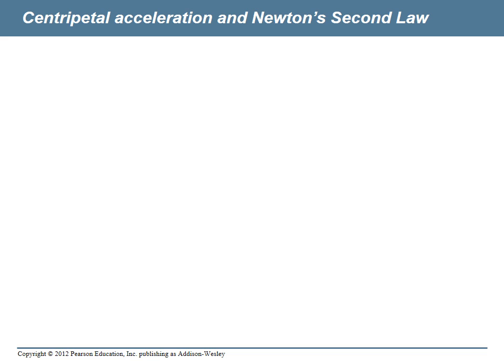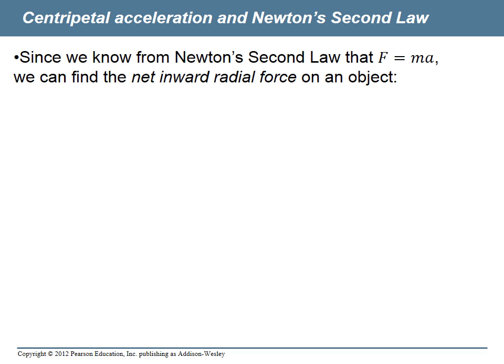So how does centripetal acceleration or radial acceleration, those are the same thing, compare with Newton's second law, F equals ma? Well, radial acceleration is an acceleration, right? And Newton's second law relates a force to acceleration, so there must be a relationship between a force and your radial acceleration. From F equals ma, we can find the net inward radial force on an object if we have an acceleration toward the inside. That's the radial acceleration, and so we can also find a radial force inward.